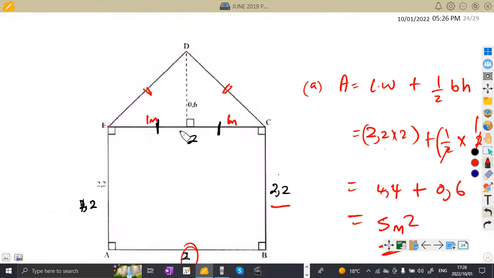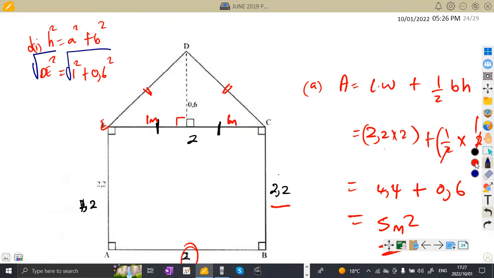Here we can just use Pythagoras theorem because it is a right angle triangle. Remember, this is your DE. So H squared is equal to A squared plus B squared, where DE is the one that we are referring to as the hypotenuse, and we've got 1 squared plus 0,6 squared. To find DE, we can simply introduce the square root to remove the square on both sides. So our DE is going to be the square root of 1 plus 0,6 squared, of which you can just use your calculator. This is going to give us 1,166 or something like that.